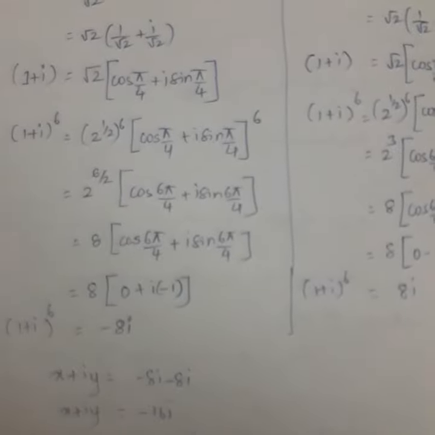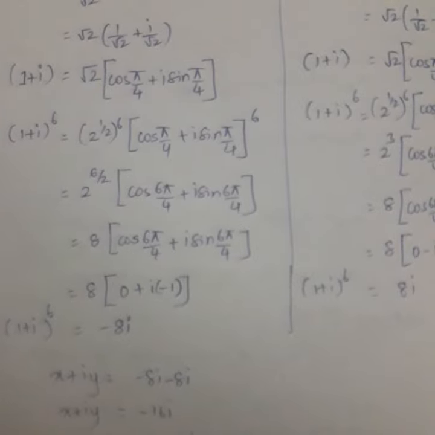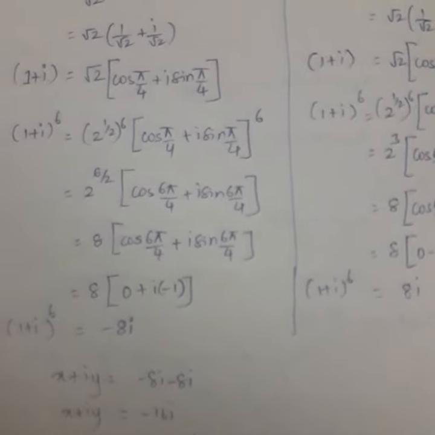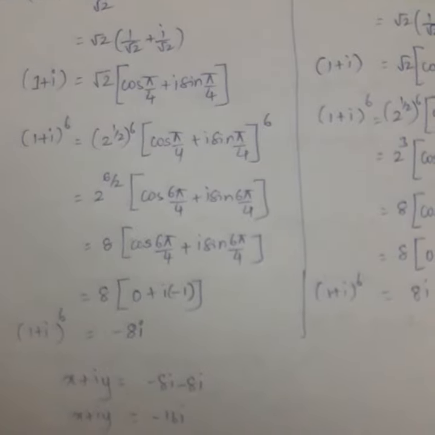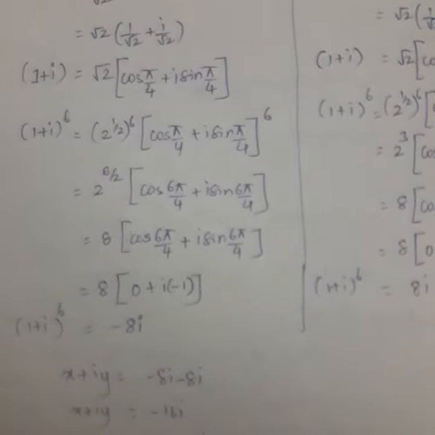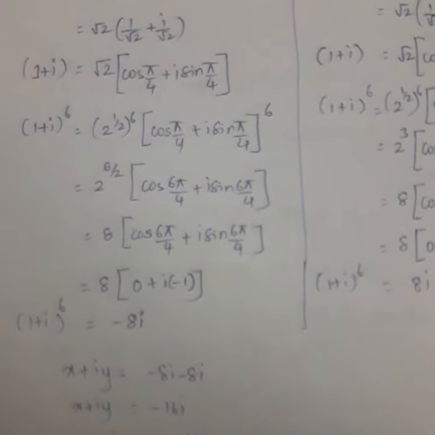So similarly, I am getting both of these values, and I am adding both of them. When I add them, I get minus 8i minus 8i, that is nothing but minus 16i. So x plus iy is nothing but minus 16i. So this will be my answer.